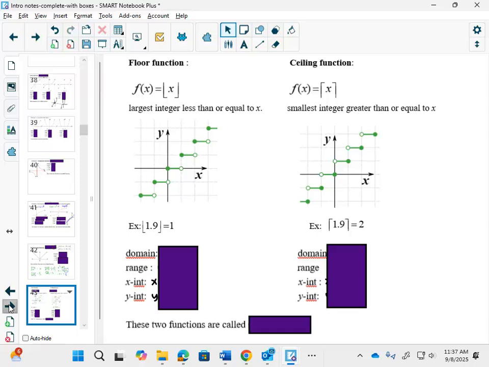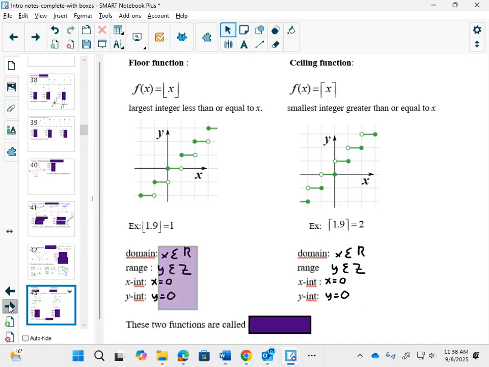And the graph is kind of weird because it's got filled in circles and open circles. So for example, here at 2, if you put in 2, it's 2. But if you get close to 2 on the other side, like 1.999, it's getting closer and closer, but you'd have an empty circle on that side, because it's going to be completely flat, and then it jumps to the next one. So floor function of 1.9 would be 1. The ceiling function of 1.9 would be 2. Your domain is still everything, but your range is just the integers, and I've got the Z here for integers.